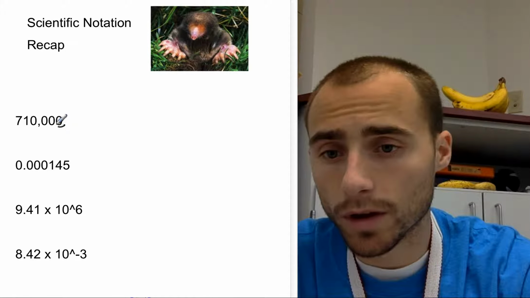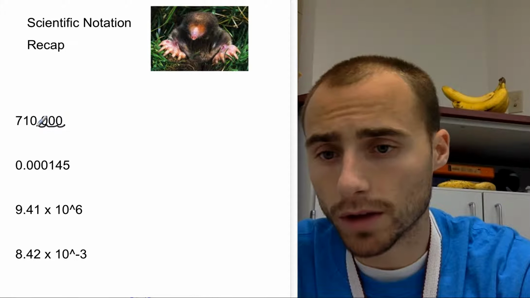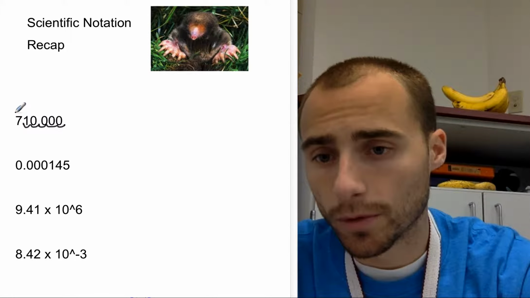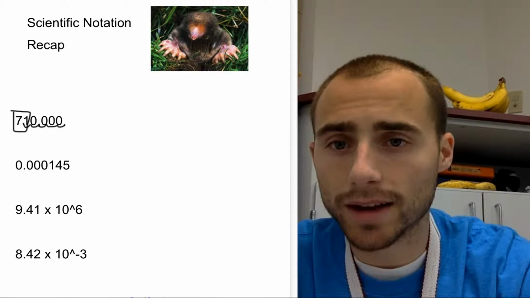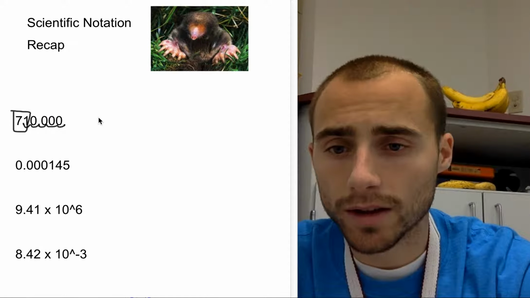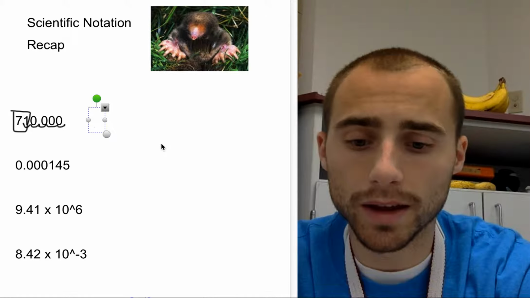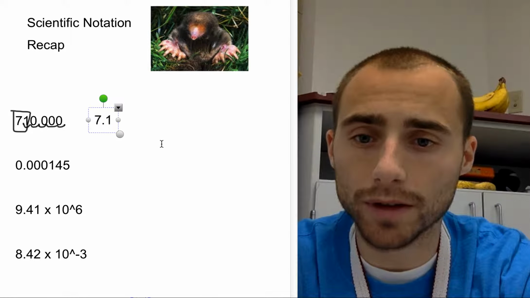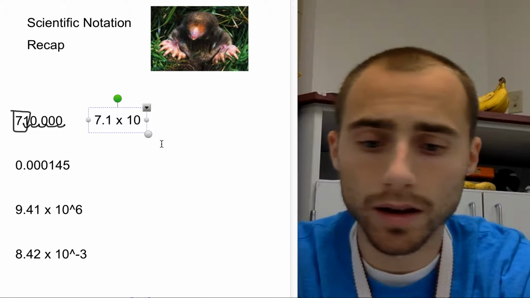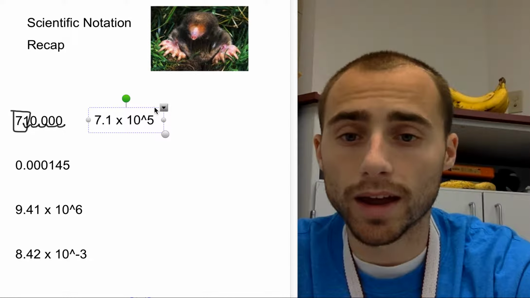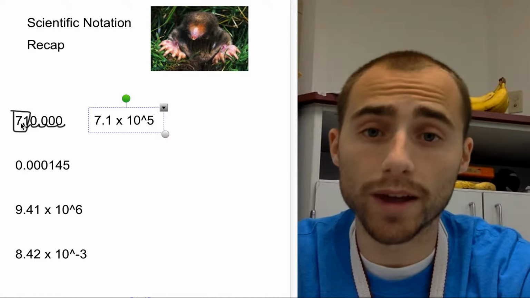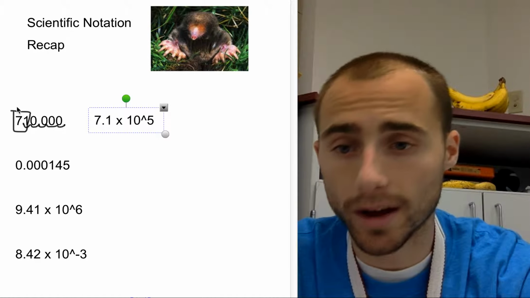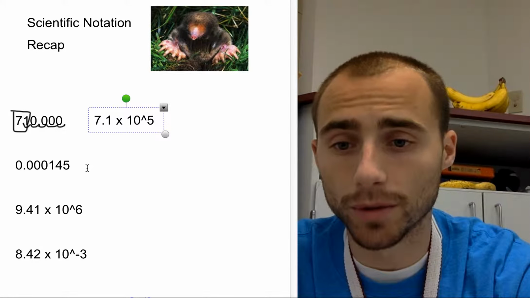So we move it 1, 2, 3, 4, 5 times. Boom. Remember, you always want to stop between the first two digits. So I moved my decimal 5 times. My final answer will be, I stopped it between the 7 and 1, so 7.1 times 10 to the 5th. My exponent's positive because the number I started off with was greater than 1. And I always stop between these first two numbers.